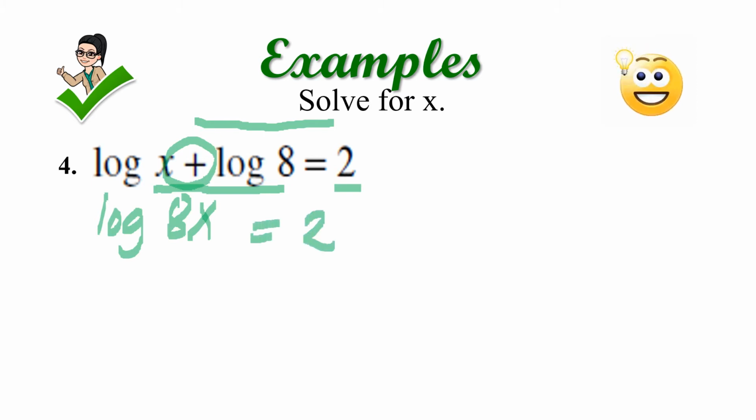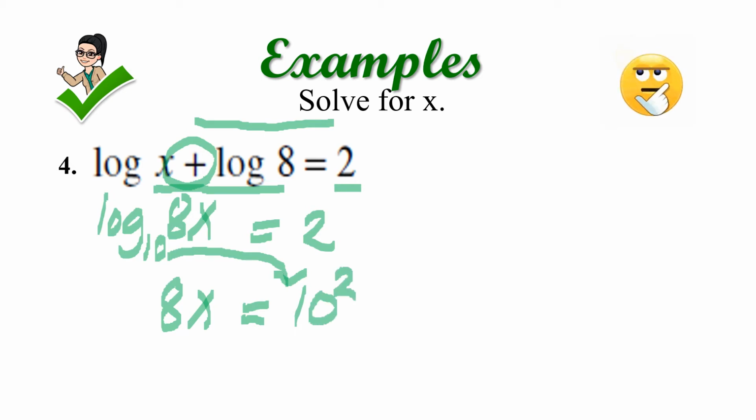So what will happen next? We can now change this to exponential form. Simply copy 8x, and then we cannot see any base, so it is understood that there is 10 here. And then this 10, transpose it to the right, so this will become 10. Simply copy 2 as the exponent. So remember, the number on the right of the logarithm is always the exponent. So this is the logarithm.